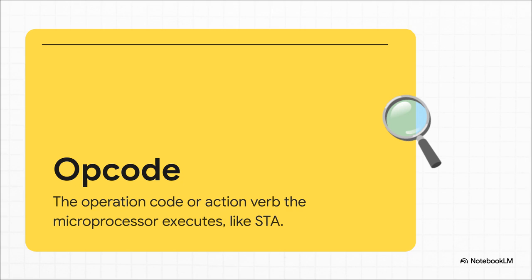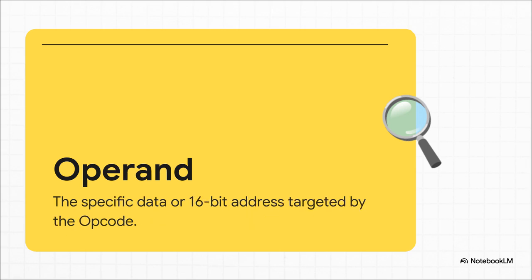For example, STA is an opcode that means store accumulator. It's basically telling the processor, hey, get ready to save this data. Now, what's really interesting about this is that an action verb alone just isn't enough. If I say store, you're immediately going to ask, store it where? That is the operand. The operand is the where or the who. It's the specific data or 16-bit address that is targeted by the opcode. When you combine an opcode like STA with an operand like the address 2000H, you get a complete machine language instruction, verb and noun, action and target.